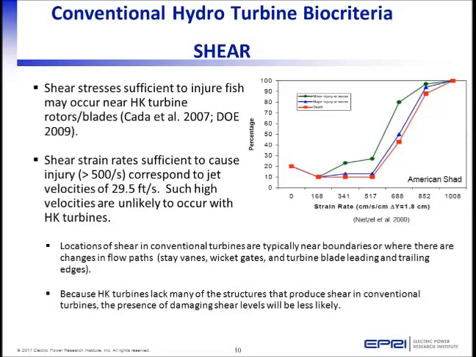Where it does occur in a conventional environment, it's located close to boundaries and where there are severe changes in the flow paths characteristic of conventional hydropower turbines, such as wicket gates and stay vanes. But because hydrokinetic turbines lack these sorts of structures, the potential for shear injury to fish in a hydrokinetic turbine setting is much reduced. Slide 11, please.